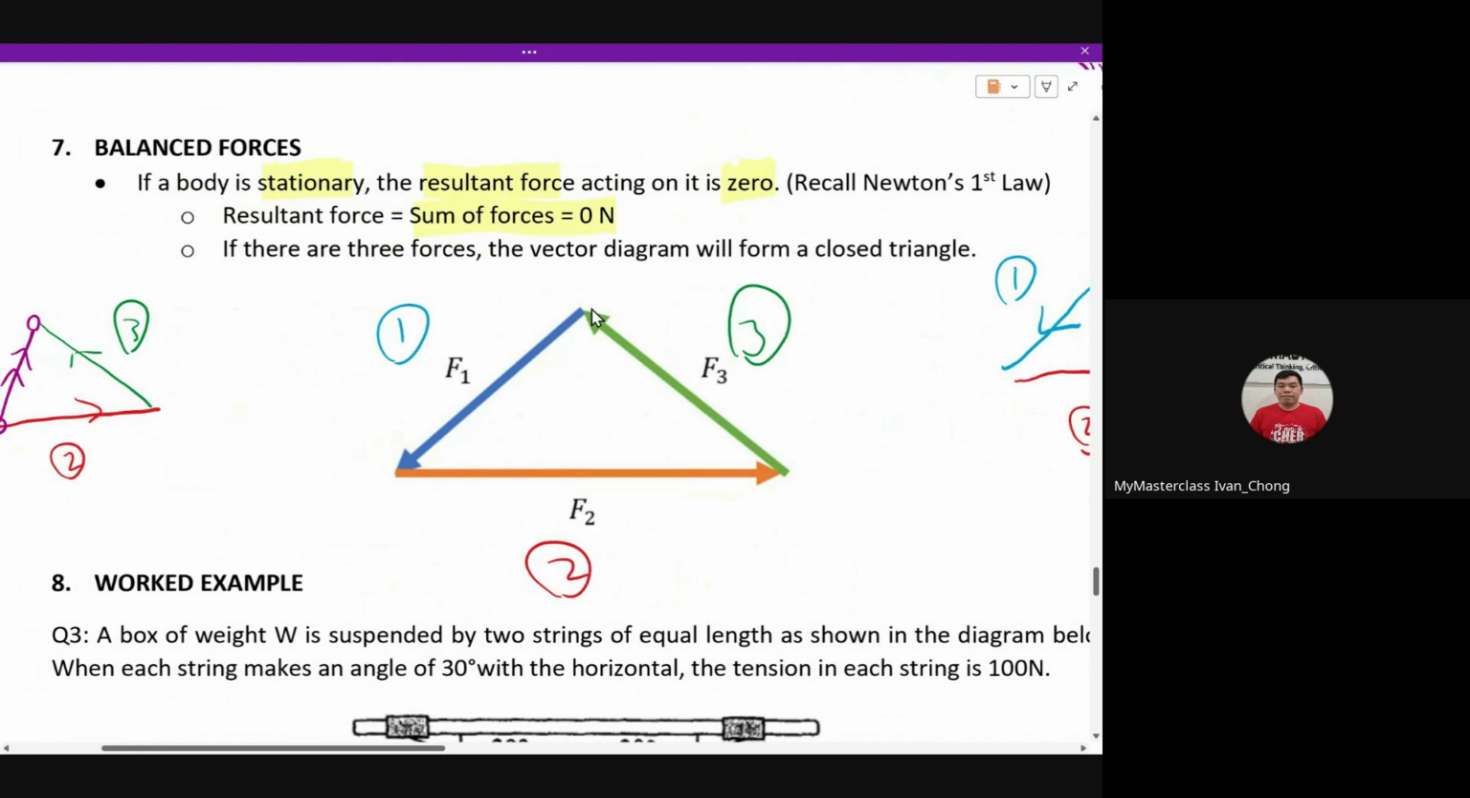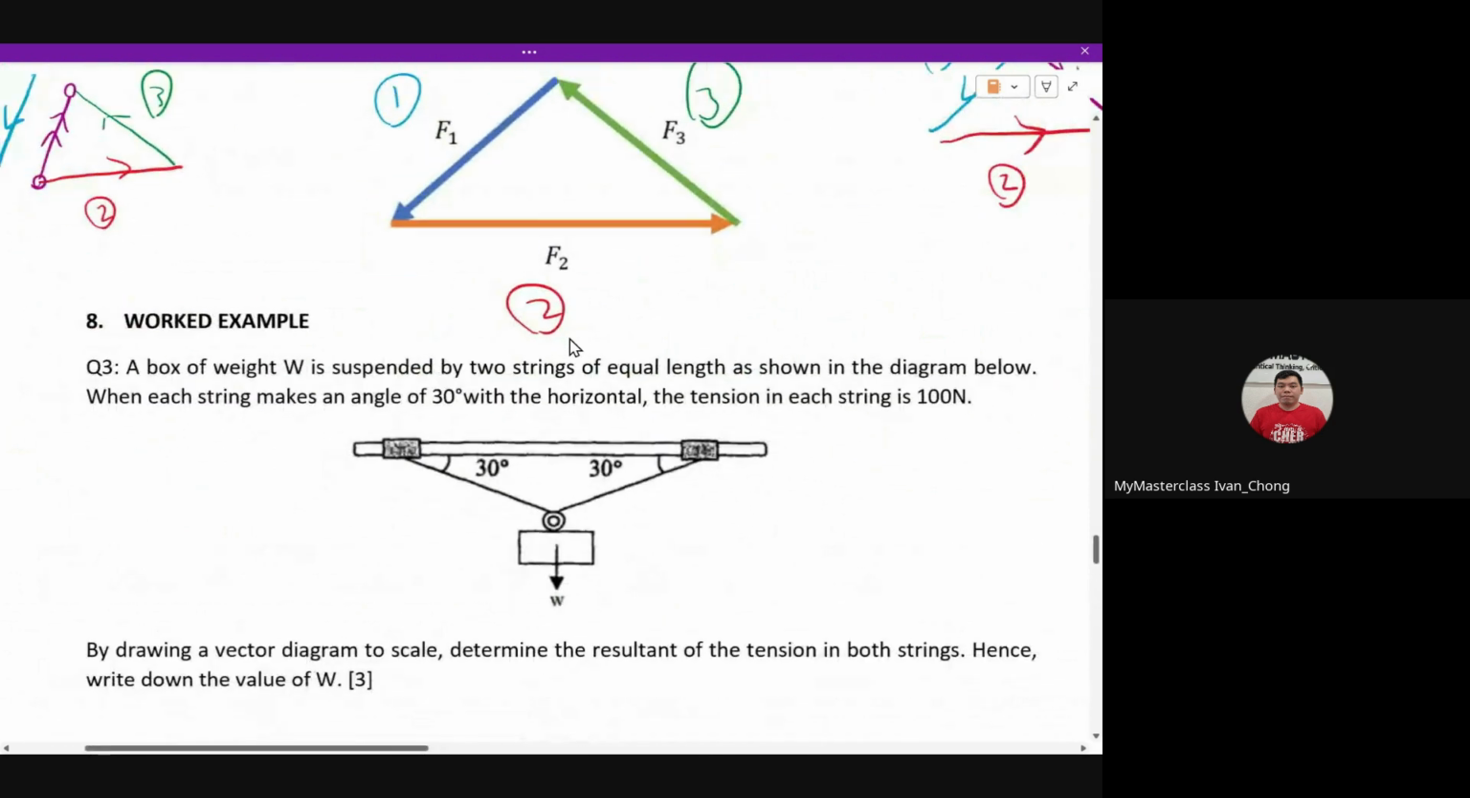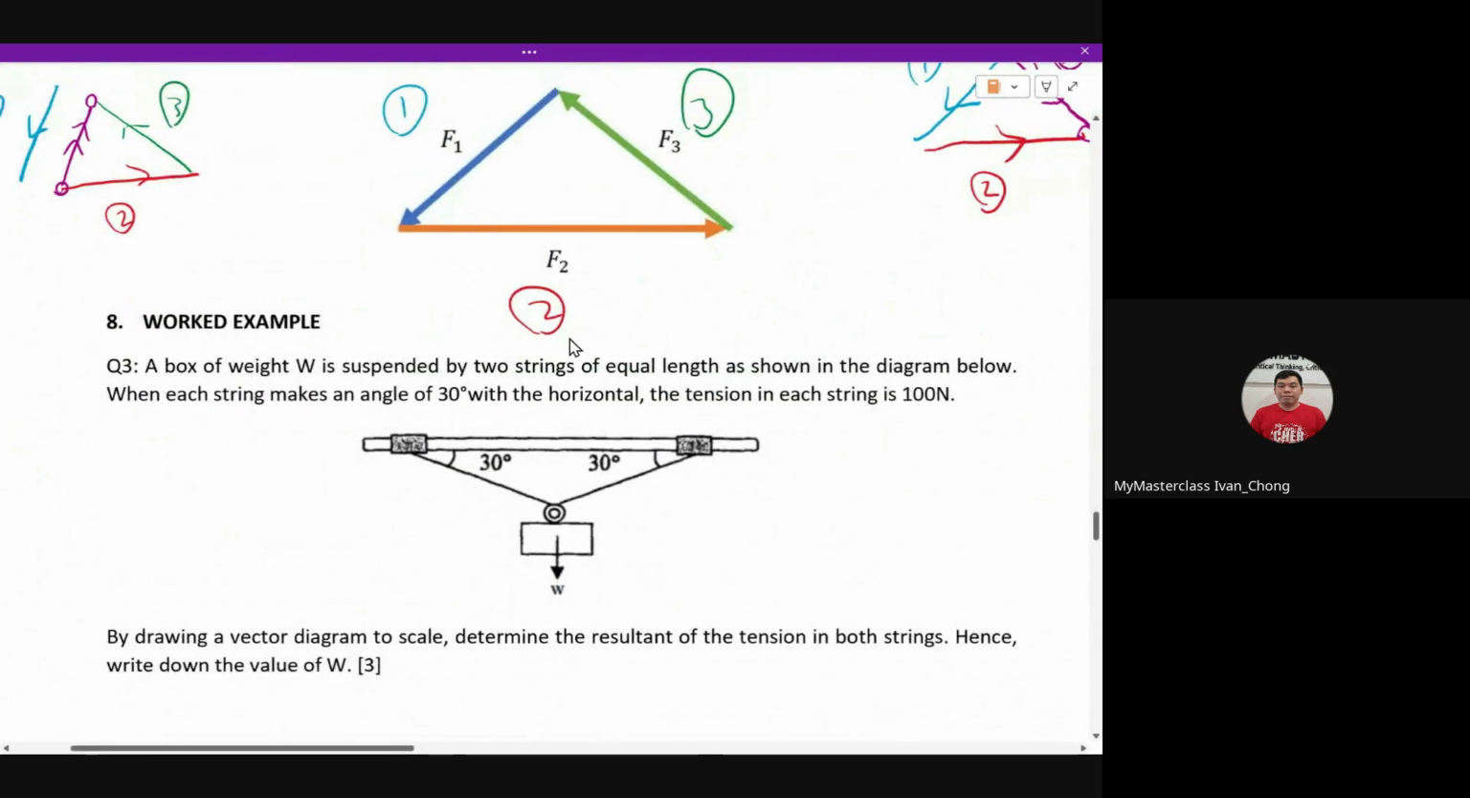If there are two vectors, which is very common, usually the next thing they'll ask you is to find the resultant vector, or they'll tell you at the start of the question that this object is stationary and they only give you two vectors. All you need to do is either find your resultant first and then flip the direction of the arrow, or you can just form your closed triangle to solve it. Okay, so let's take a look at a worded example to understand what's going on.